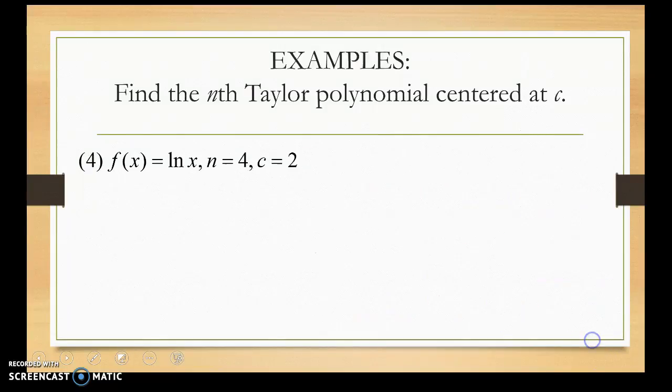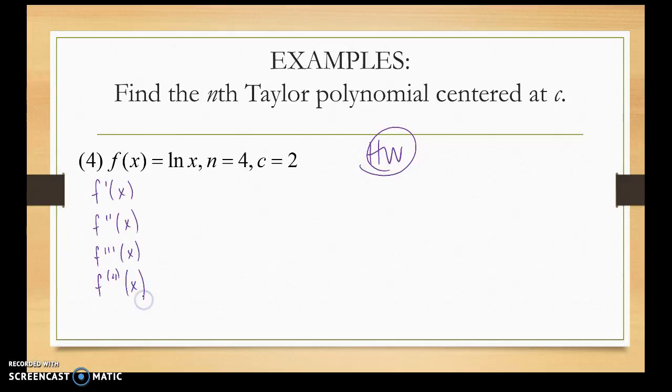All right, let's see what the next one is. Okay, so complete this for me. All right, fourth degree Taylor polynomial. So you'll need to find for me up to your fourth derivative. And then evaluate your derivatives at 2 and get for me the fourth degree polynomial approximation.